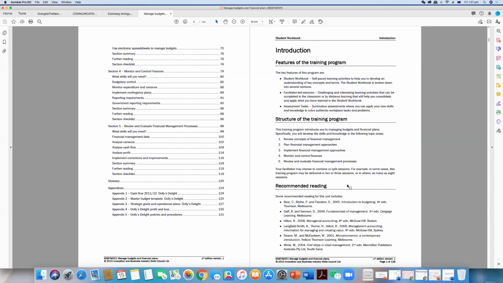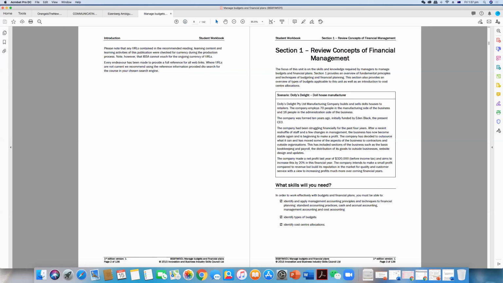First, the introduction of the basic concept of financial management. This is today's content. Section one, review the concept of financial management. You need to identify and apply management accounting principles and techniques to financial planning. Standard accounting practice: what is it? Do you still remember? Like I mentioned, the double entry bookkeeping, etc. About income, sales, and cash accrual accounting, I already explained just now. Management accounting and cost accounting: management accounting is different from financial accounting. I already explained that this morning.